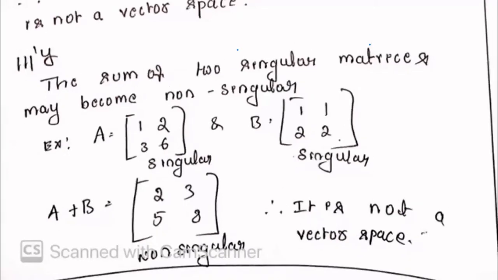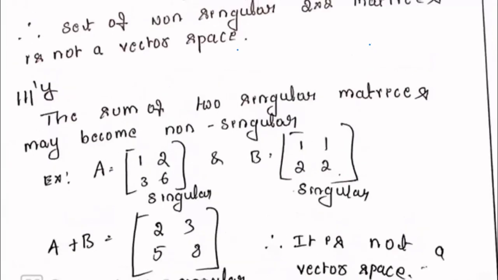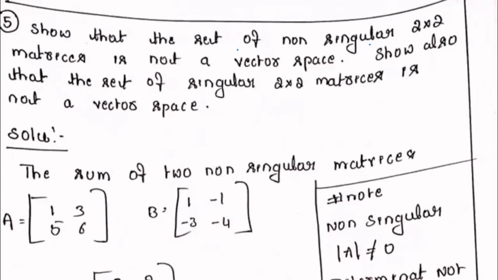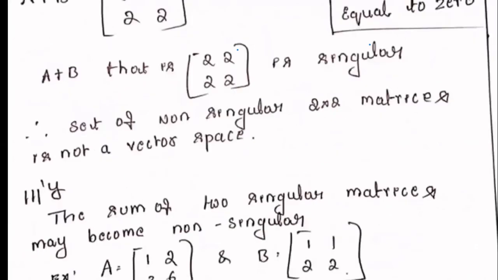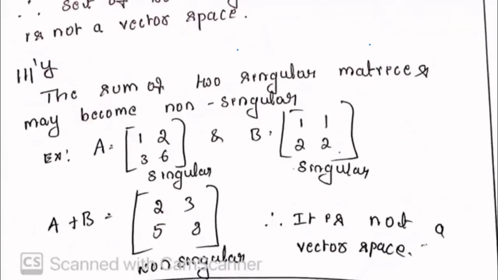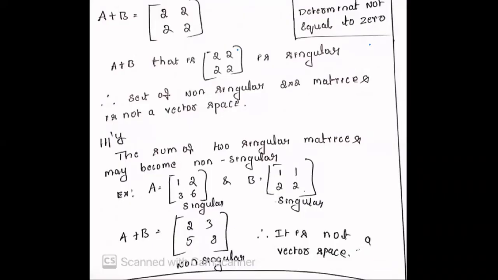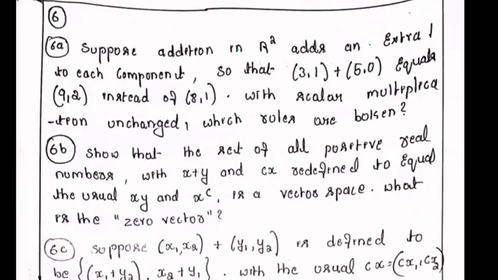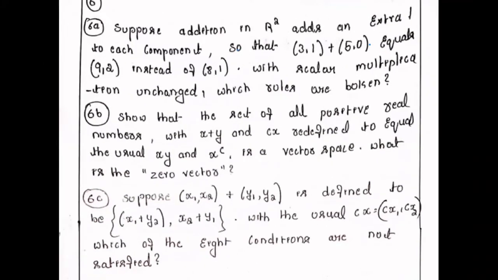In that set, you have to consider, you have to assume two vectors. So I have assumed two singular matrices, and I add them. The resultant I'm expecting is a singular matrix only, but what I got was non-singular. That's why it's not a vector space. Okay, this question you try to understand properly. This is from the prescribed textbook.